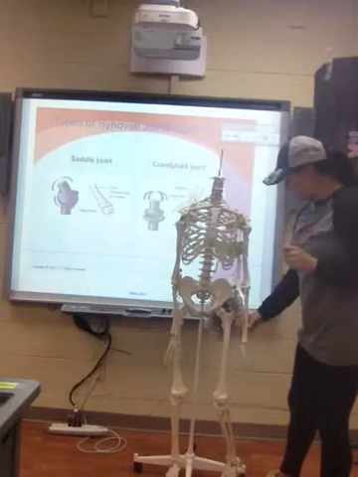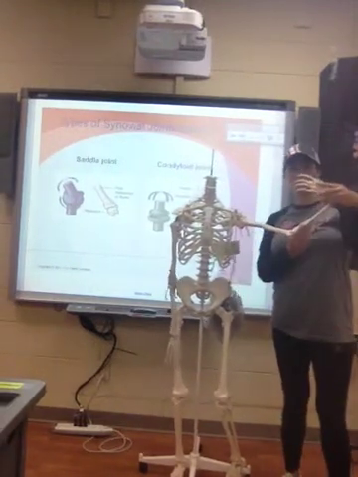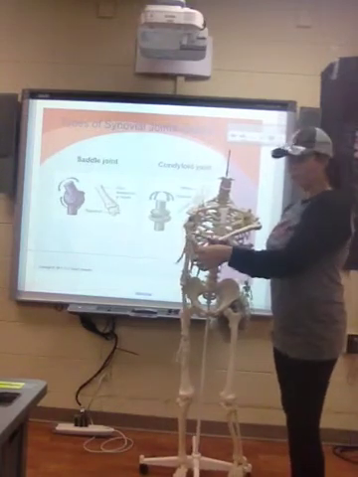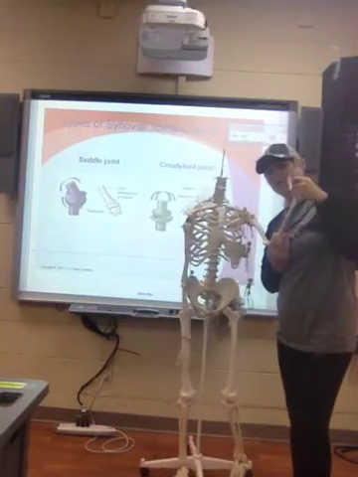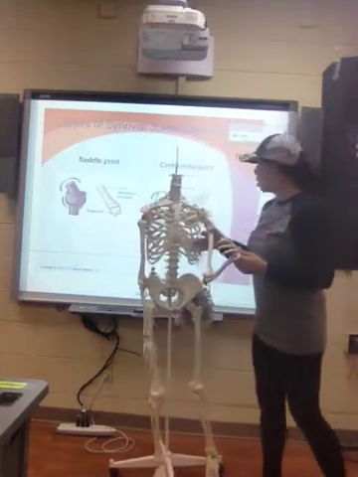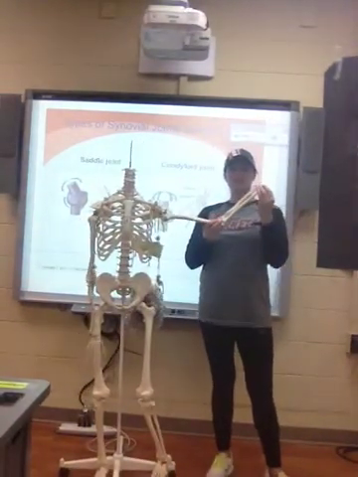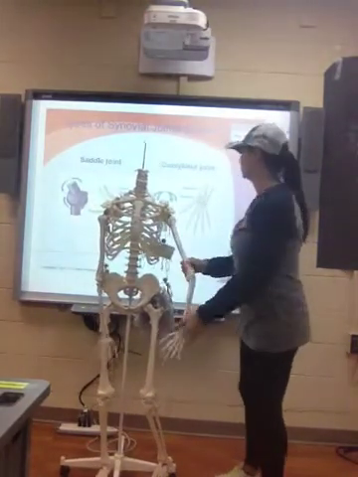Condyloid joint, you find this in your wrist, and you need to know that it flexes. It can flex, it can extend backwards, and it can also wave at you, so it can go side to side. So again, our condyloid joint will flex, extend, and wave.